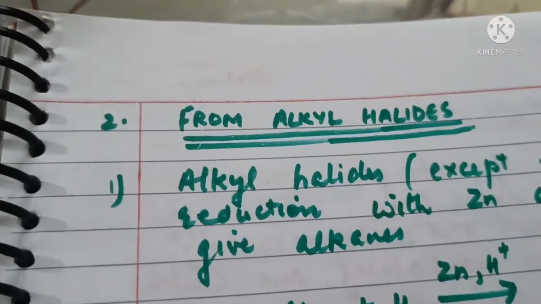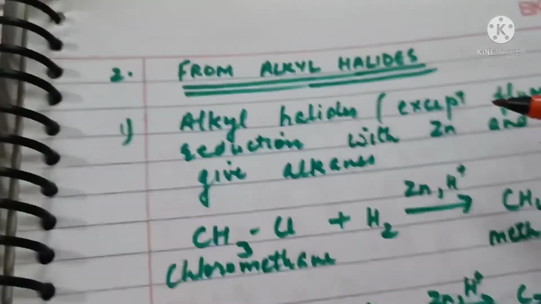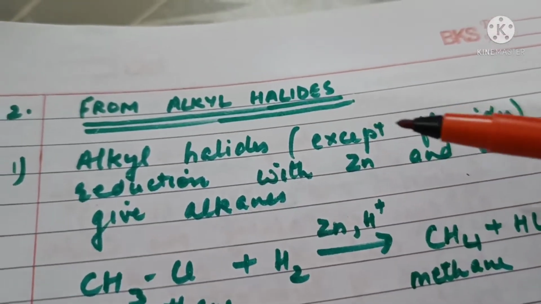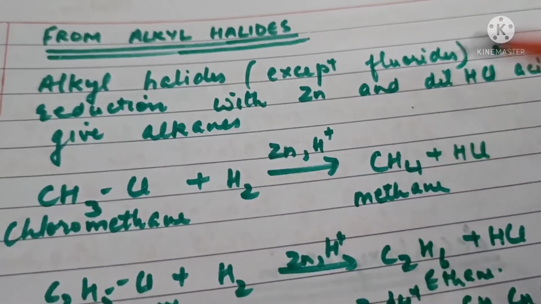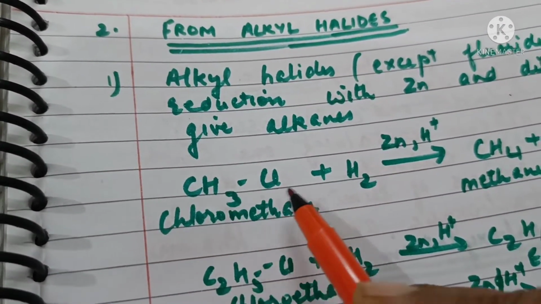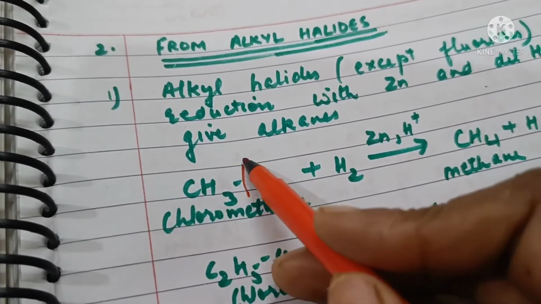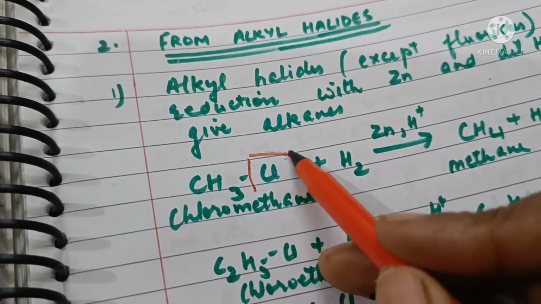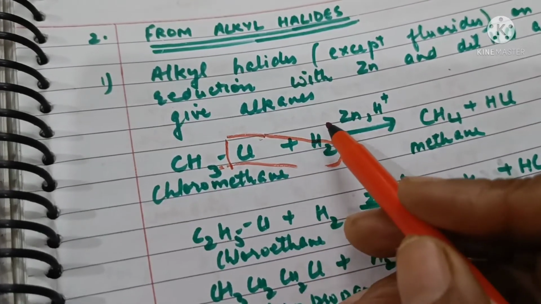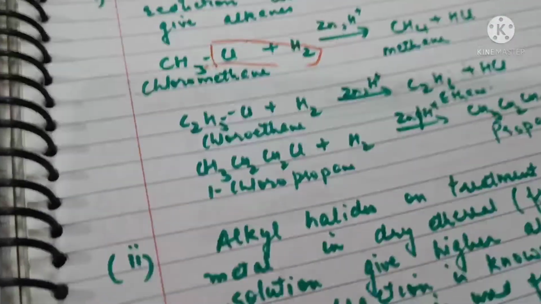Second method, we can also prepare alkanes from alkyl halides. From alkyl halides we can carry out reduction with zinc and dilute HCl. So when haloalkanes or alkyl halides are reacted with hydrogen in presence of zinc and acid, the halogen of the alkyl halide and a hydrogen atom will combine to form HCl, and the other H atom gets attached. It is substituted by H to form alkane.